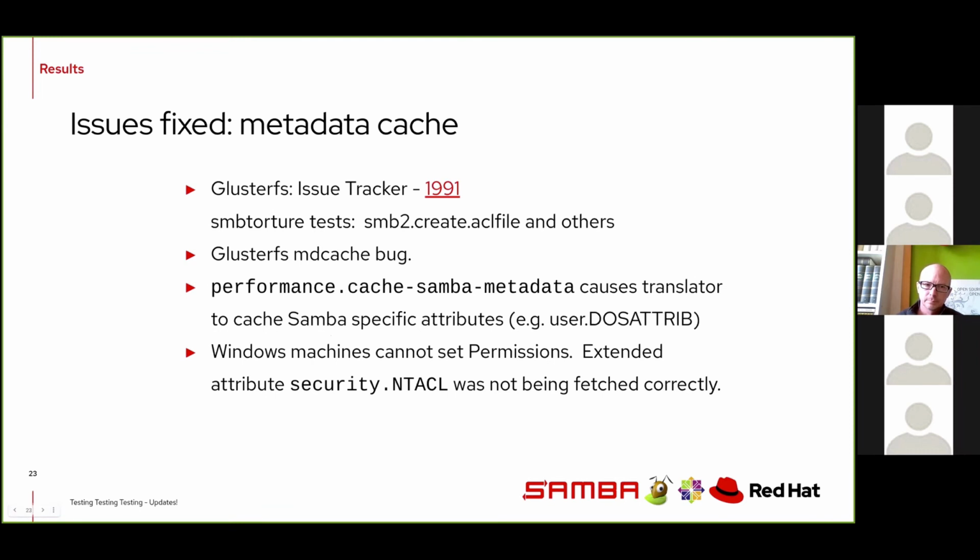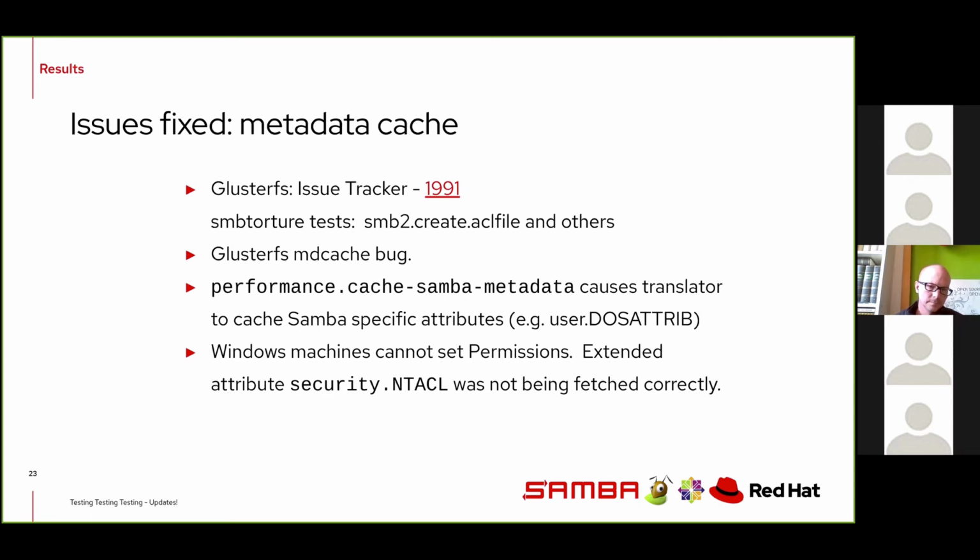Another issue we detected was a problem in the metadata cache. This again was in GlusterFS, and in this case, the SMB torture test used was smb2.create.acl-file. Now, this involves the GlusterFS metadata translator. So it's called md-cache, which caches certain extended attributes which are used by Samba. So it improves performance when Samba is accessing the GlusterFS files.